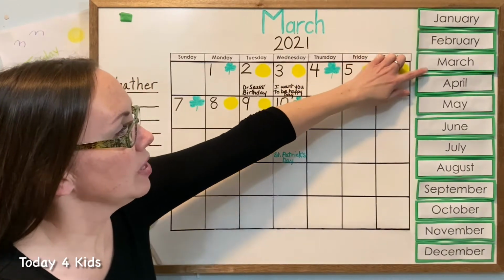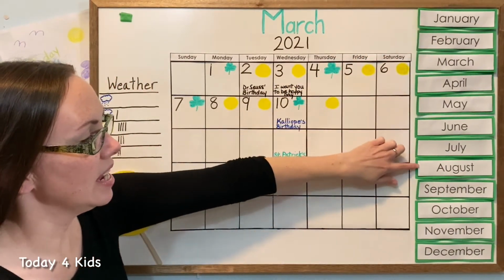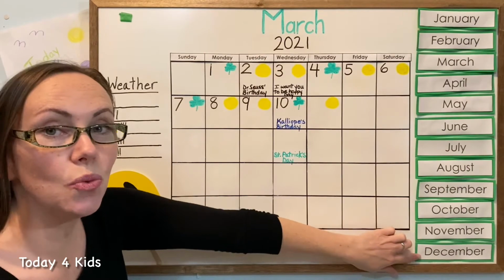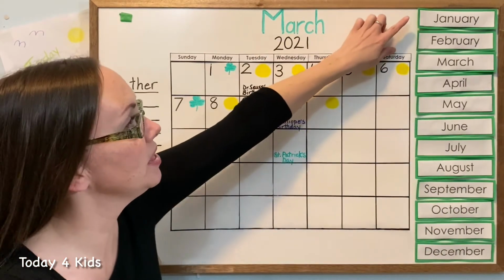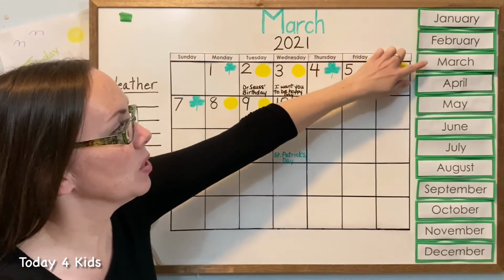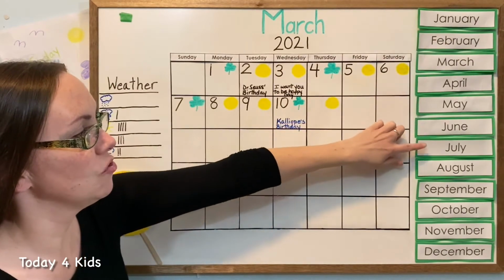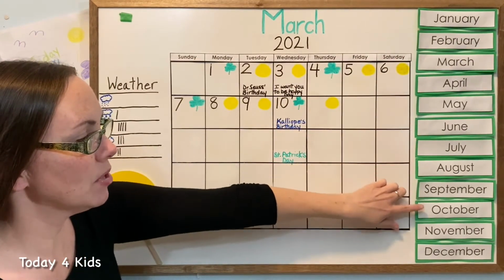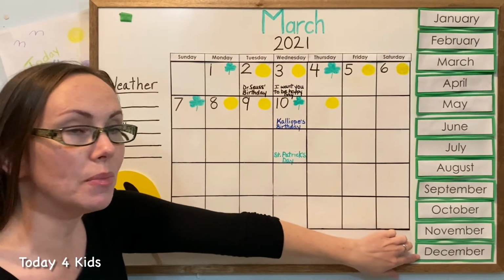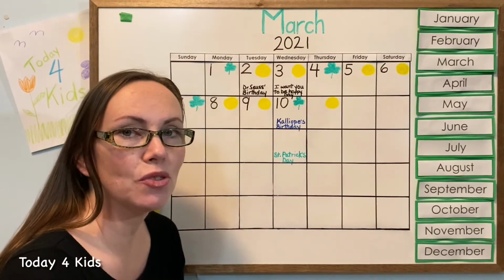1, 2, 3, 4, 5, 6, 7, 8, 9, 10, 11, 12. Good job. Here we go with the names. January, February, March, and April, May, June, July, August, September, October, November, December. Excellent. Thank you so much for saying those with me.